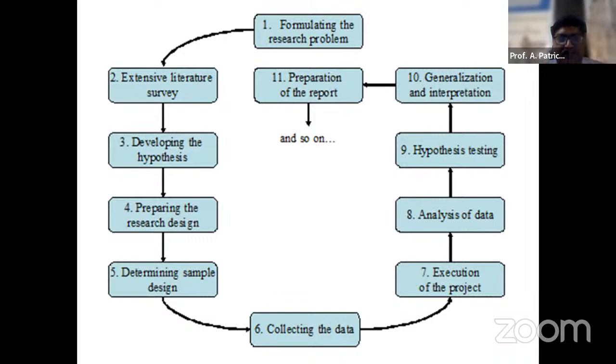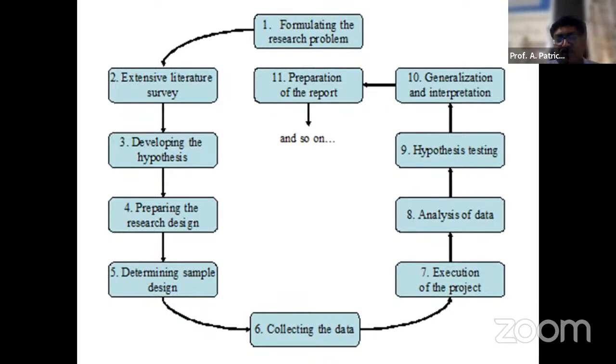Now, based on that, we develop what is called a hypothesis. We prepare a research design, which is a blueprint for the research. So what do you have in a research design? What are going to be your sources of data? What are the tools of analysis that you will use? What is your sample size? What is your sampling method? Whether you use univariate, bivariate, or multivariate tools of analysis, what is going to be the scope of your work? All that you will mention in your research design.